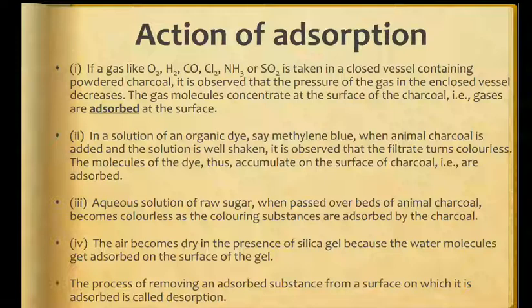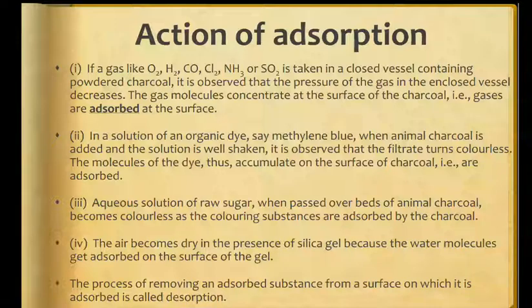Number 2, in a solution of an organic dye, say methylene blue, when animal charcoal is added and the solution is shaken, then we will observe that the filtrate turns colorless. Why? Because molecules of the dye have accumulated on the surface of charcoal. Number 3, an aqueous solution of raw sugar, when passed over beds of animal charcoal, becomes colorless. Why? Because the impurities get adsorbed on the surface of charcoal.